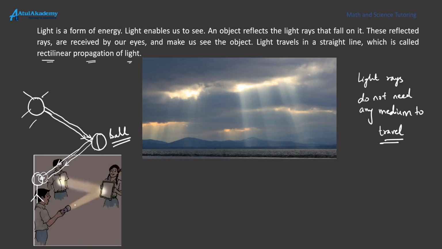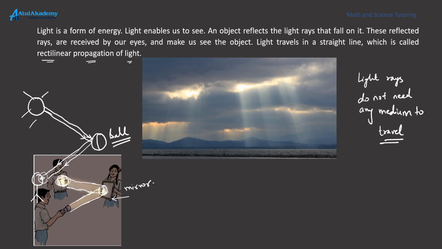Now, in this figure also, if you see, there is a mirror kept over here. This girl is holding a mirror. This boy is putting torchlight on the mirror, and these lights are being reflected. If you see, the light is being reflected, and you can see the spot of this light over the shirt of this boy.